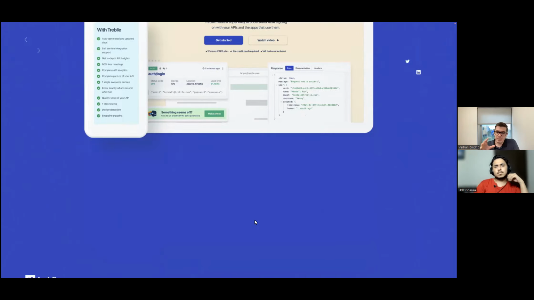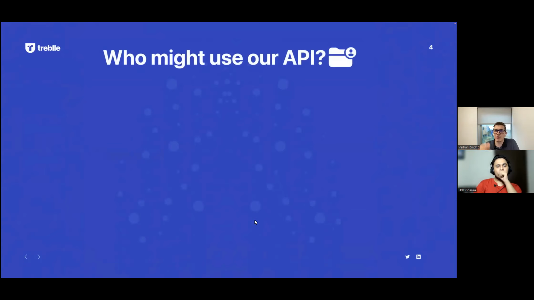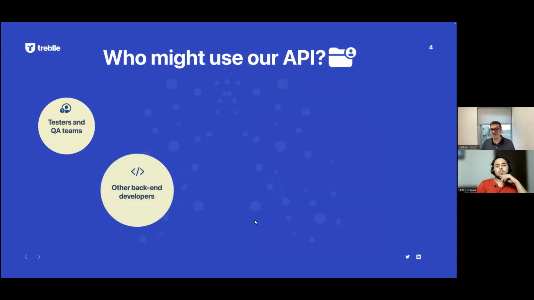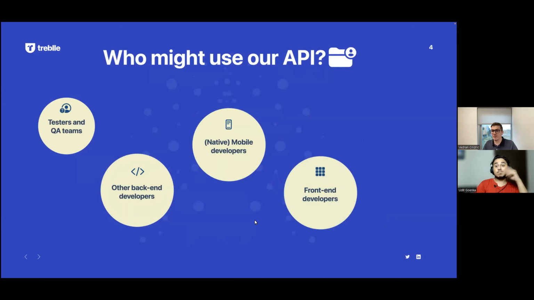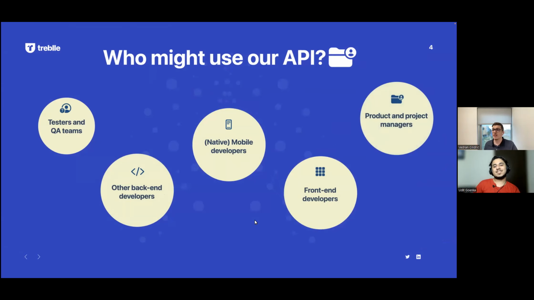So we're going to start off by thinking about who might use our API. When you're building an API, it's really important to understand who is actually going to be your user. In the end, it is going to be the end user. If you're building an app and building the API, your end user is somebody using the app, but you're actually building for different kinds of people: testers and QA teams, other backend developers, front-end developers, and product and project managers.